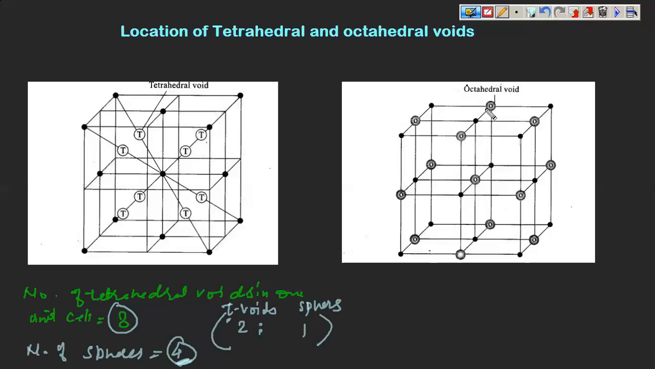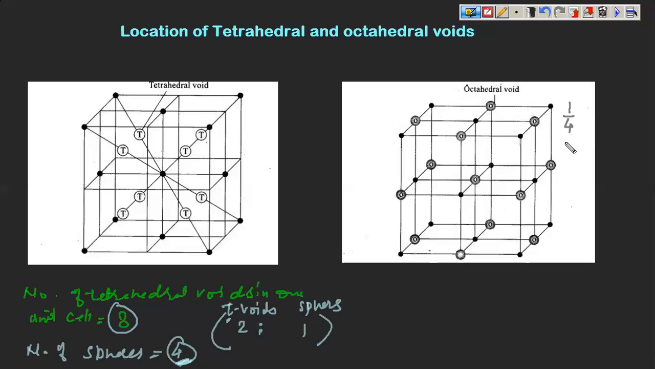The location of the octahedral void is at the edge of the unit cell. We know the edge of the unit cell. So now we will calculate the number of octahedral voids. Each edge has 1/4 contribution.